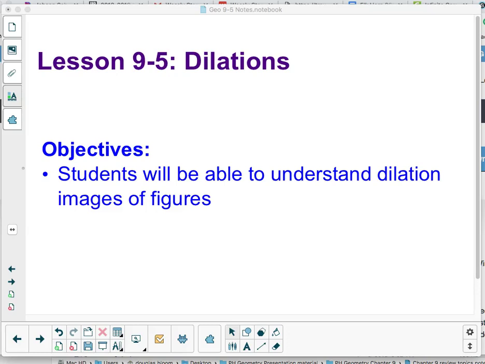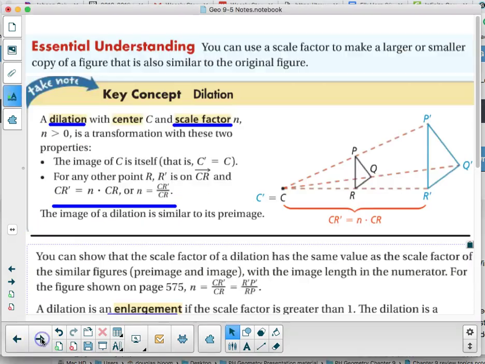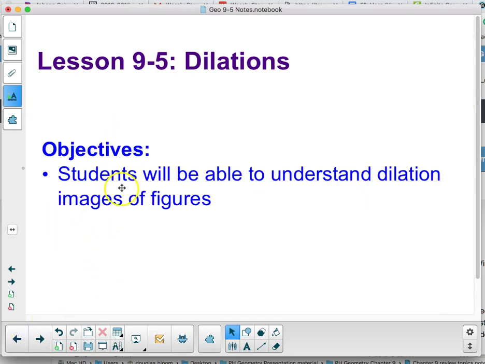Okay, geometry, this is lesson 9.5, dilations. The objective: students will be able to understand dilations and images of figures. Make sure you get that objective written down at the top of your page. You can stop the video to do so.